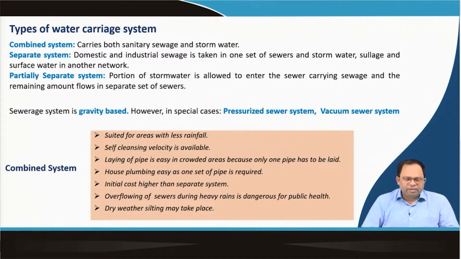And during dry weather, some amount of siltation may still take place in this kind of pipeline, because the pipe diameter is bigger, and there is no storm water available during dry weather. So, very little flow is there. So, some siltation can happen during dry weather.